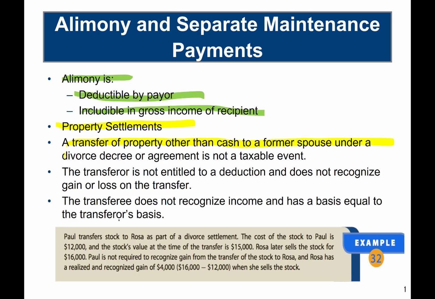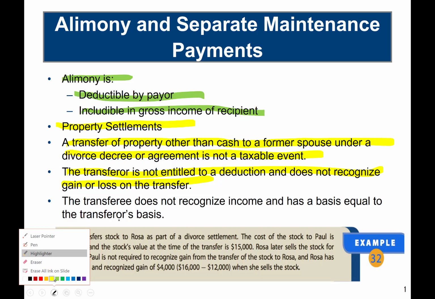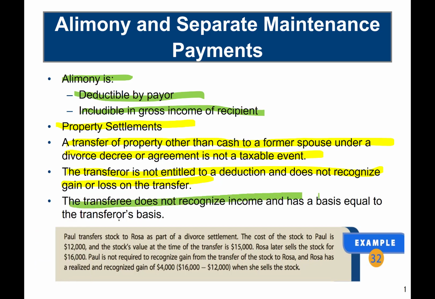So we come over and we have property settlements, and a transfer of property other than cash to a former spouse under a divorce decree is not a taxable event. Again, one spouse gets the house, the other spouse gets some stock. They don't have to pay tax on that transfer, but they will inherit whatever the basis was at that point. The transferor is not entitled to a deduction and does not recognize a gain or loss on the transfer either. And the transferee does not recognize income.